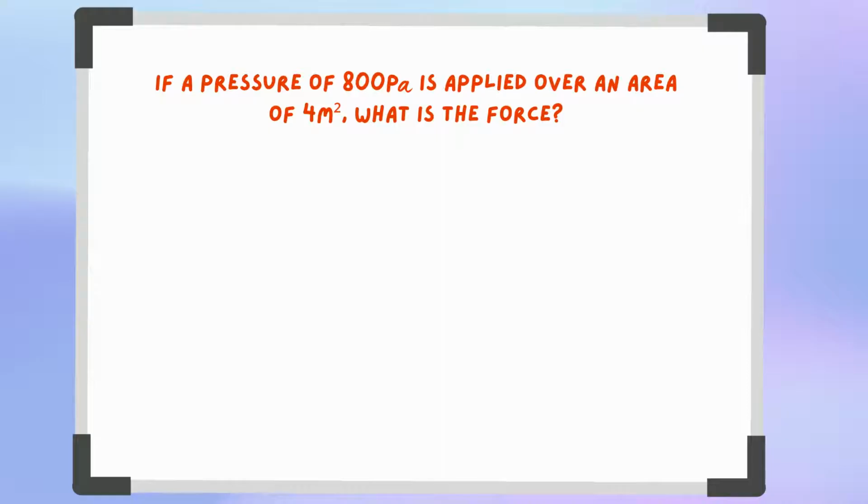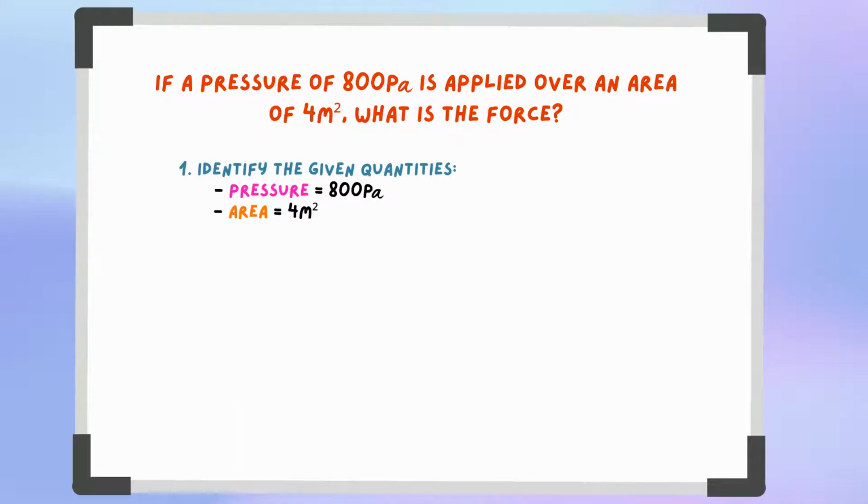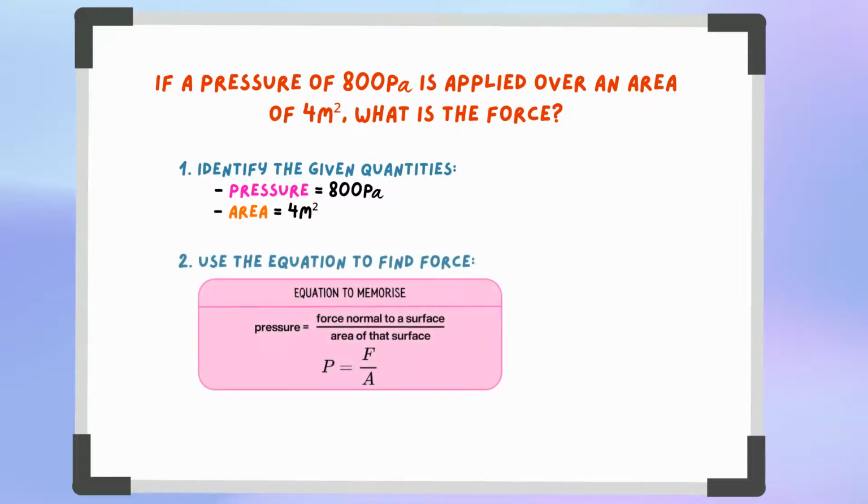For our last example, if a pressure of 800 pascals is applied over an area of 4 meters squared, what is the force? Write out your given quantities to begin with. In this case, we need to rearrange the equation to find force, giving us force equals pressure multiplied by area. Plugging in the values, force equals 800 pascals times 4 meters squared, which equals 3,200 newtons. Therefore, the force applied is 3,200 newtons.